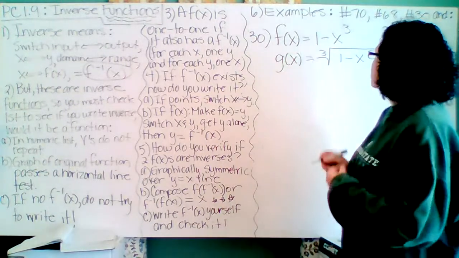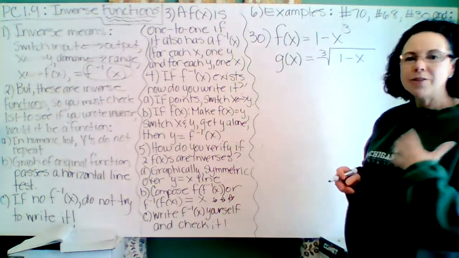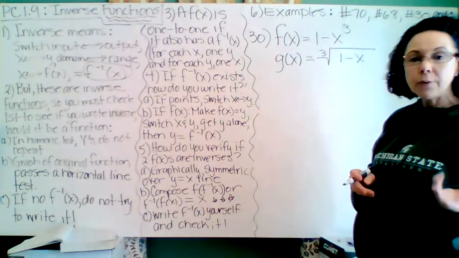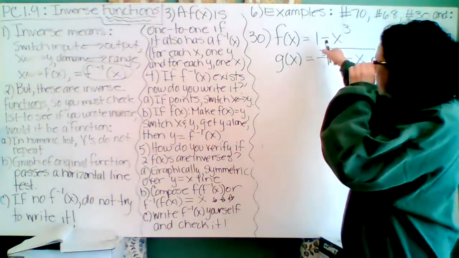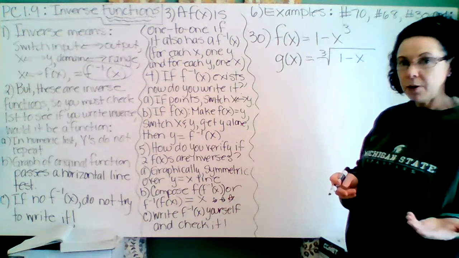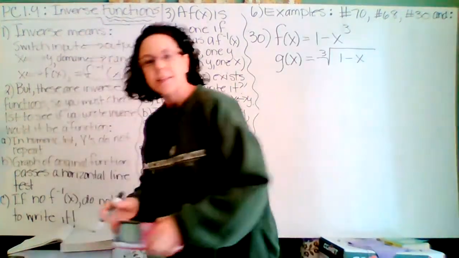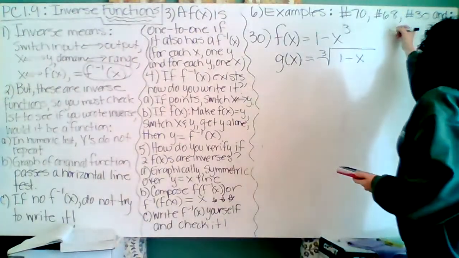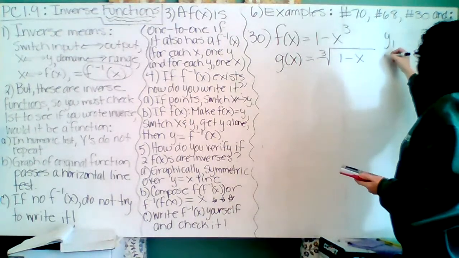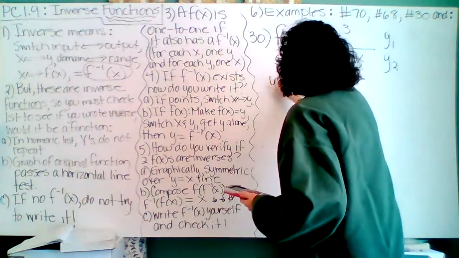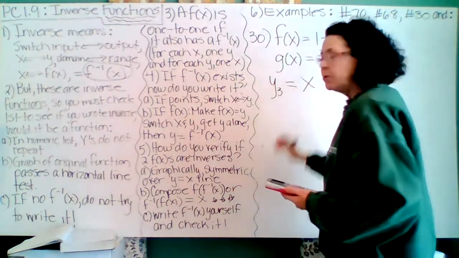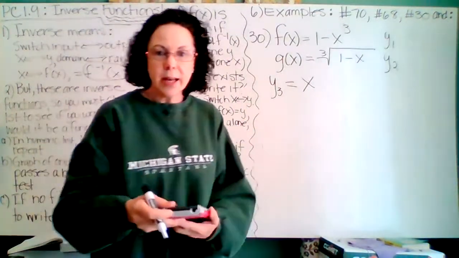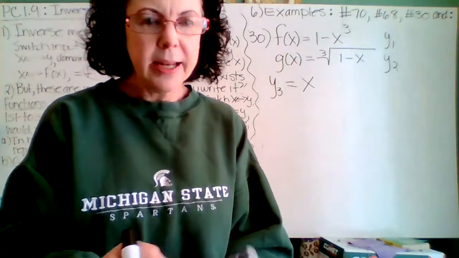Now, I feel that you could probably draw 1 minus x cubed on your own, but I don't feel like you have internal knowledge of the cube root of 1 minus x. So if you're going to prove that these are inverses of each other graphically, it would be okay to use a calculator. So what I did, I put f of x on y1. I put g of x on y2. And on y3, I put the y equals x line and I bolded it so I could see it really well. So here's what happened when I graphed it on my calculator.